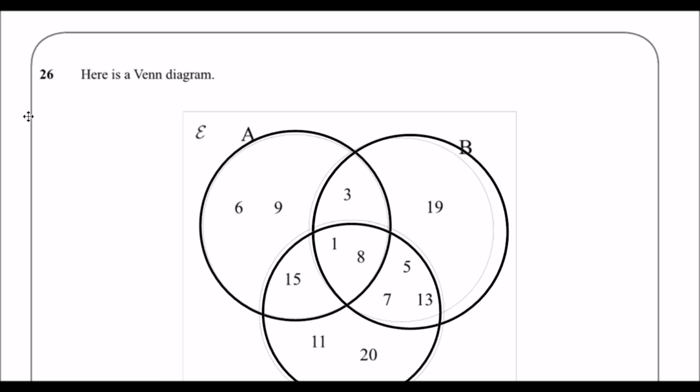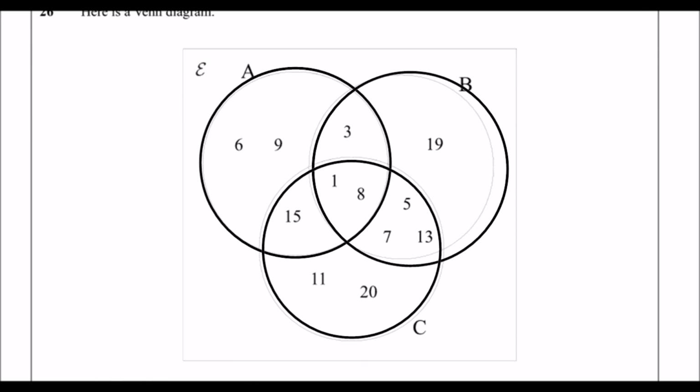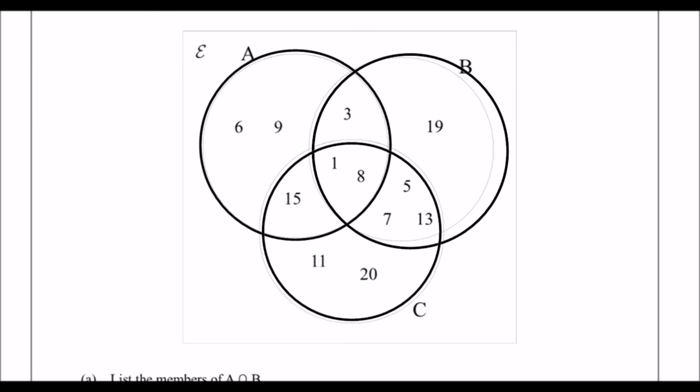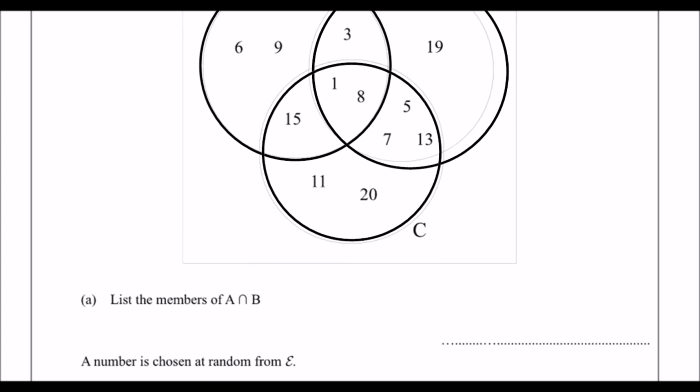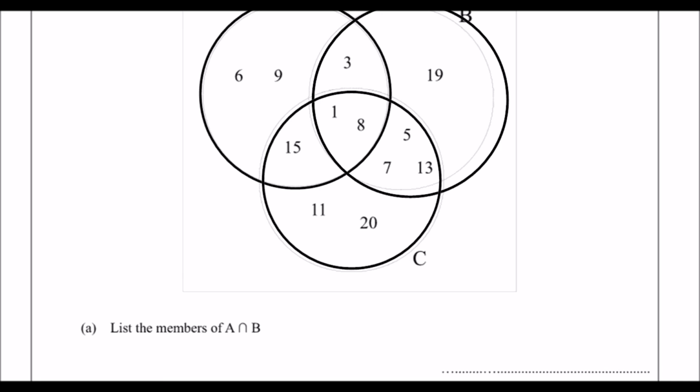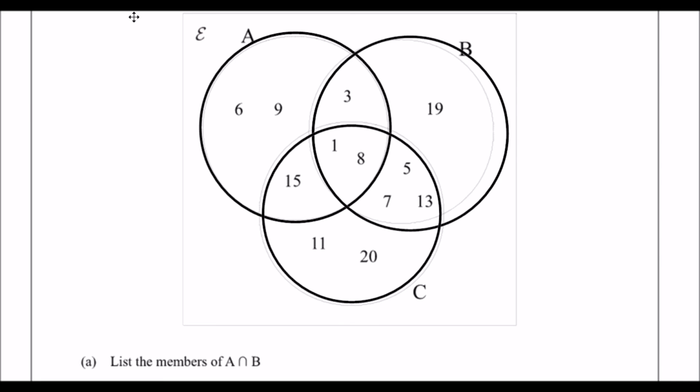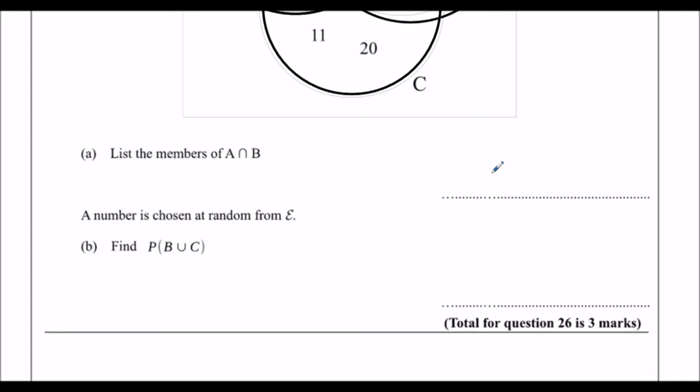Question 26. Here is a Venn diagram. So we've got A, B, and C. List the members of A intersection B. So which numbers are in A and they're in B? So where the A and B circles overlap, that's 1, 3, and 8. So they're in A and B: 1, 3, and 8.